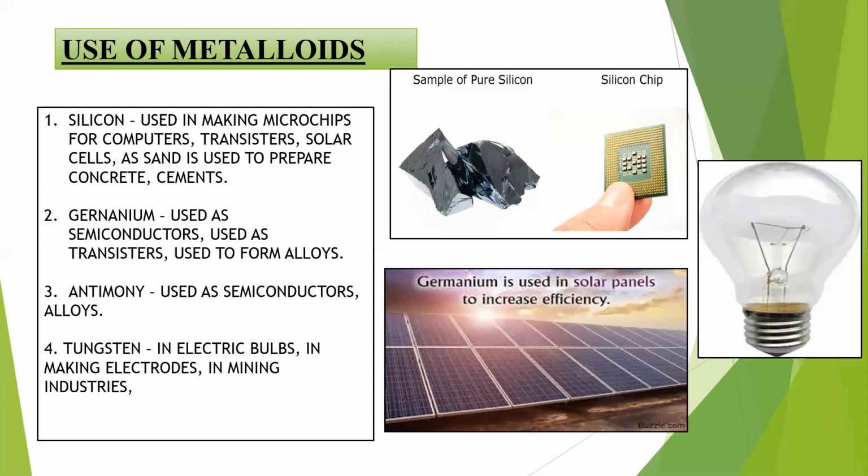And last is tungsten. You generally see tungsten in electric bulb filaments, since it is not at all reactive, rather it is an inert metalloid. So generally we find its use in electric bulbs, in making electrodes, and in the mining industry. So these are the uses of metalloids which you need to learn.